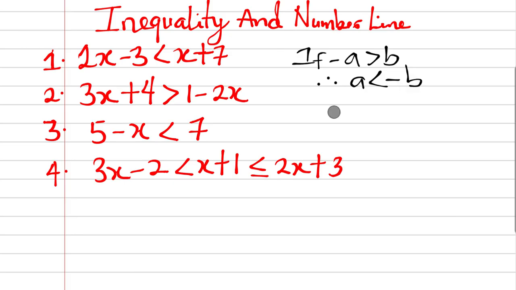Let's look at the example. Let's say minus 3 is greater than minus 5. Here now, if you multiply or divide both sides by minus, automatically the sign will change, and that will be 3 is less than 5. You can see that this is now correct. So when you multiply both sides by minus, or you divide both sides by minus, the inequality sign will change. This is one thing I need you to know.